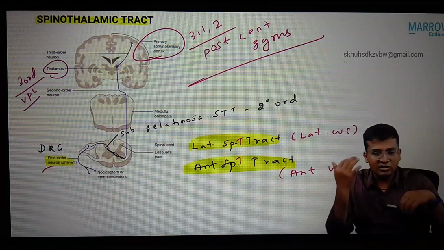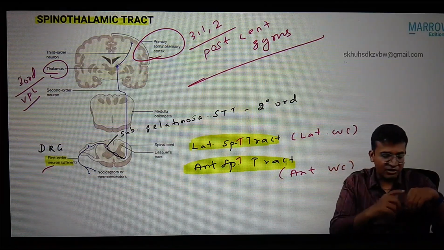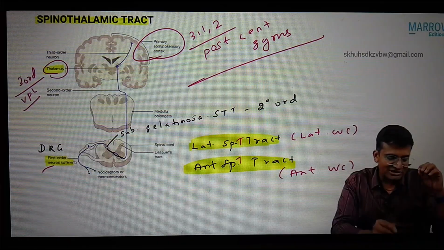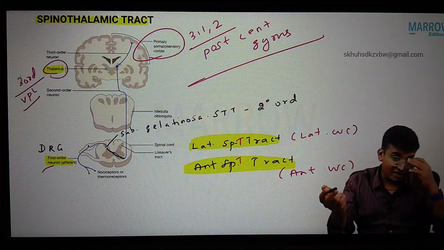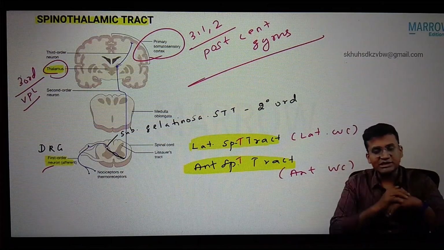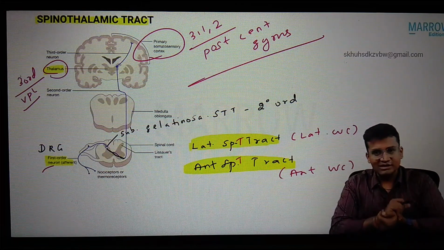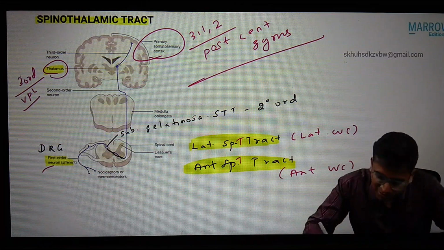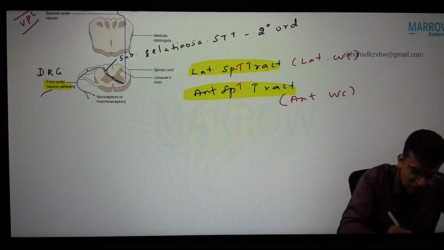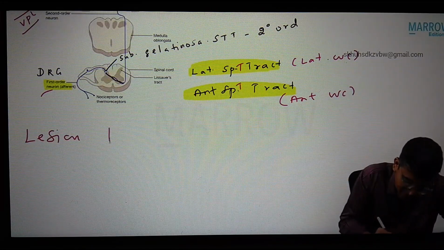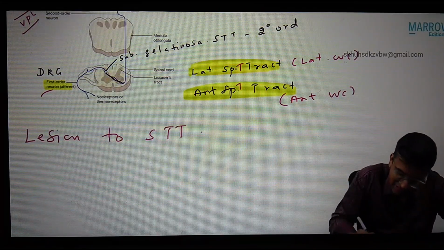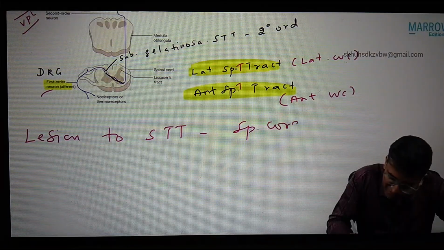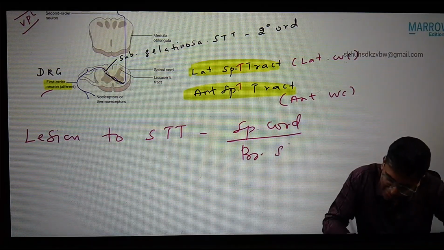Again, second order neuron fibers end in the third order neuron. The third order neuron is present in the thalamus, which nucleus? The VPL nucleus of the thalamus. From there, the fibers go to the sensory cortex, the primary sensory cortex. Now the point is a lesion to the spinothalamic tract, whether in the spinal cord or in the brainstem.